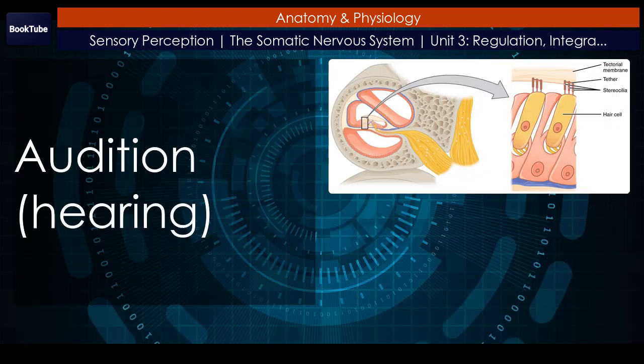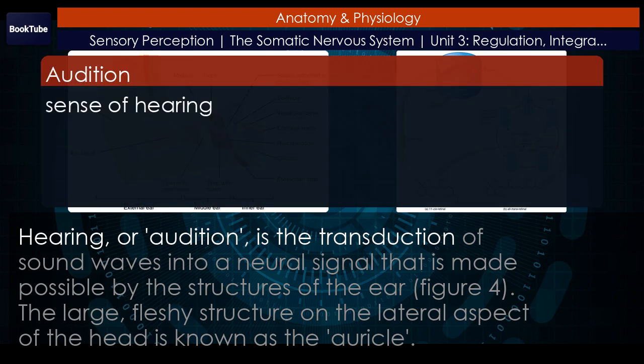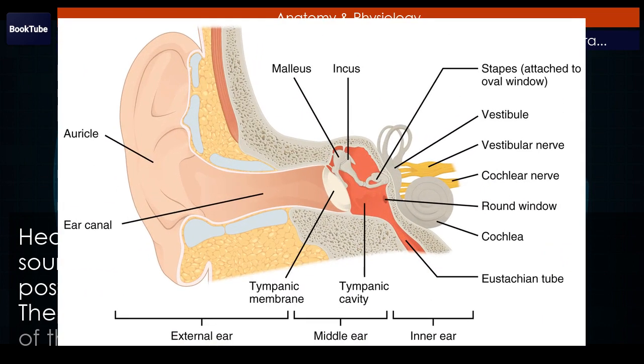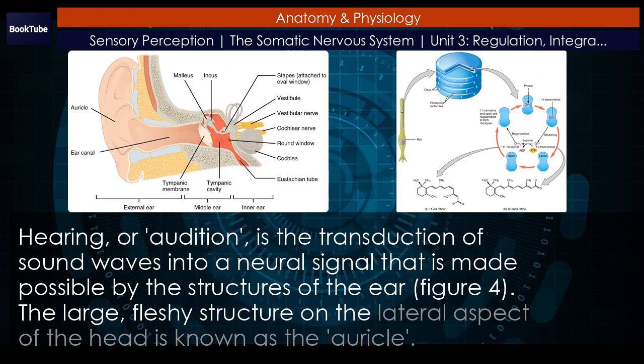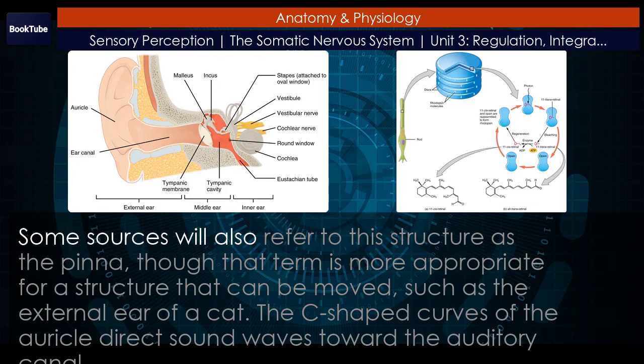Audition, or hearing, is the transduction of sound waves into a neural signal that is made possible by the structures of the ear. Figure 4. The large, fleshy structure on the lateral aspect of the head is known as the auricle. Some sources will also refer to this structure as the pinna, though that term is more appropriate for a structure that can be moved, such as the external ear of a cat.